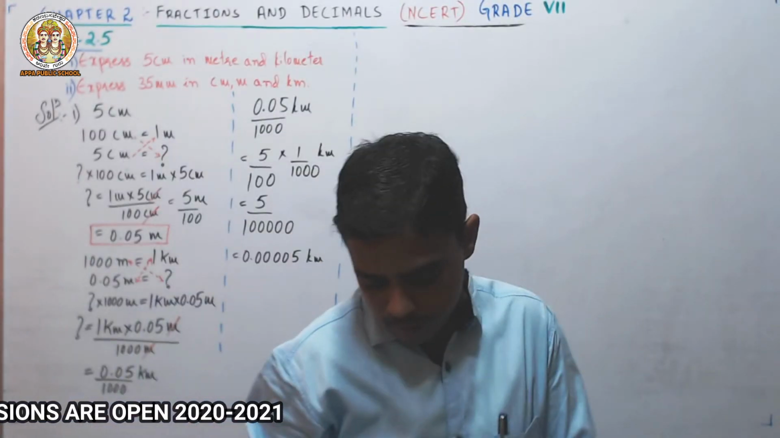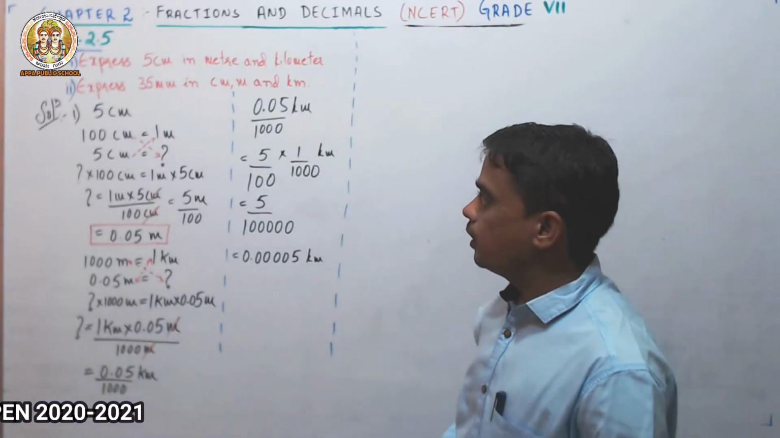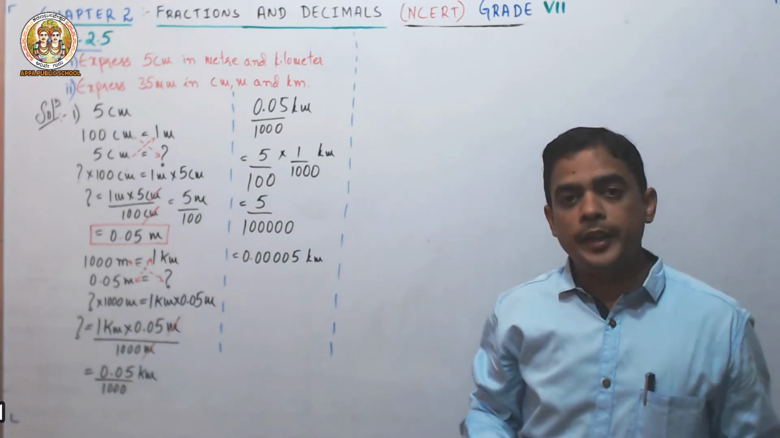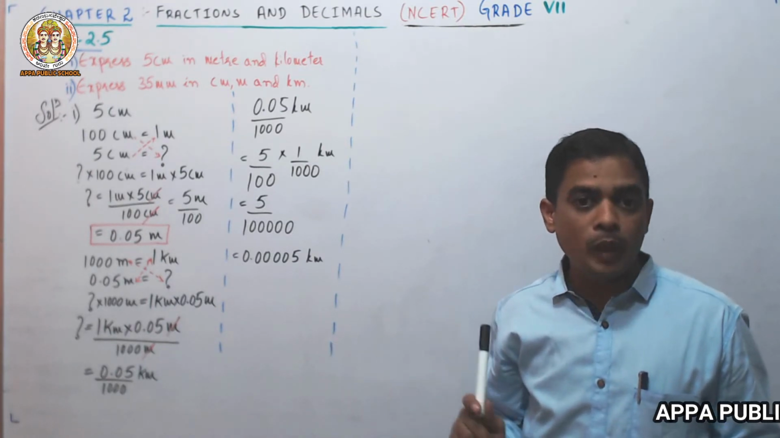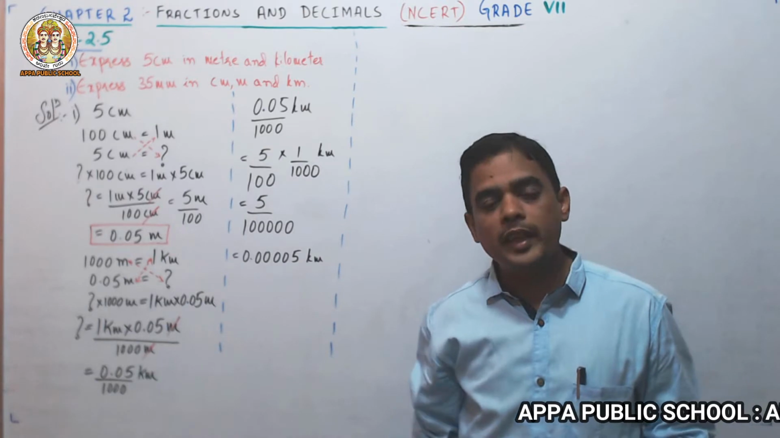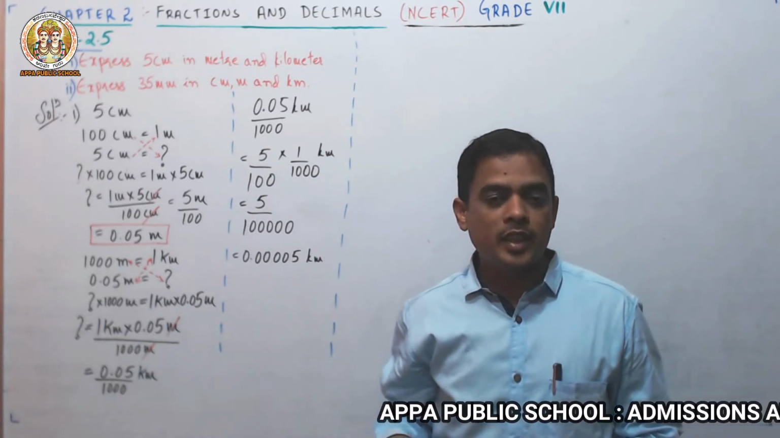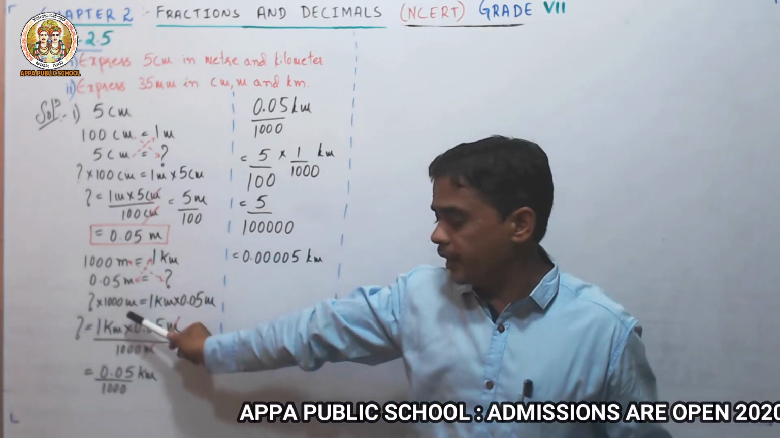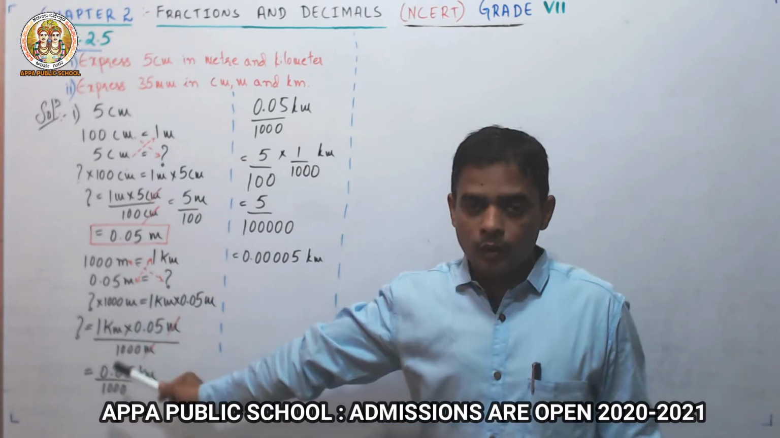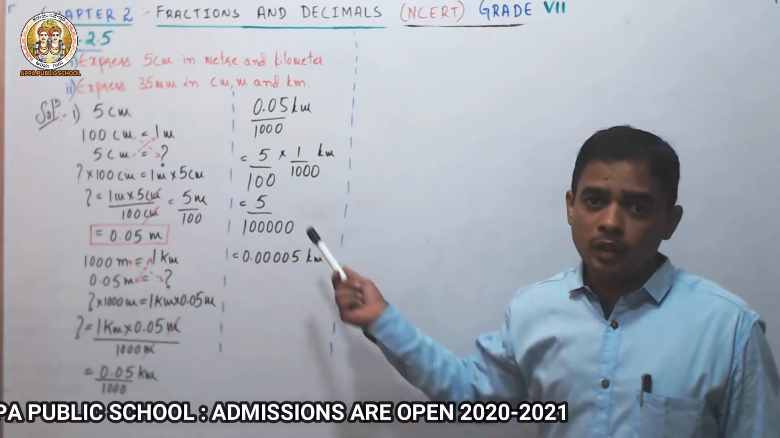The next one. What is the next one? See here. The next one we have to convert first into centimeter because in the question he has given it in millimeter. You have to convert first into centimeter. Afterwards that centimeter into meter, as we have converted before. Once you get the answer in meter, you have to convert it into kilometer.